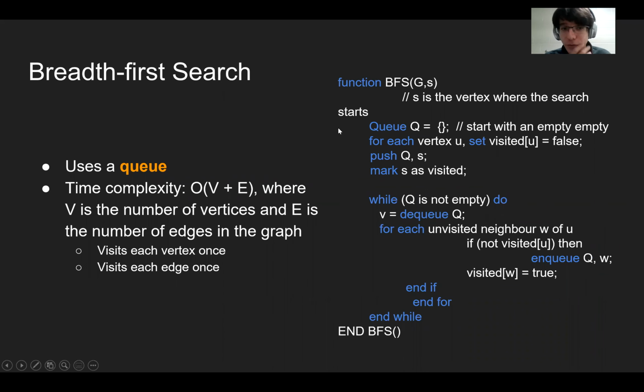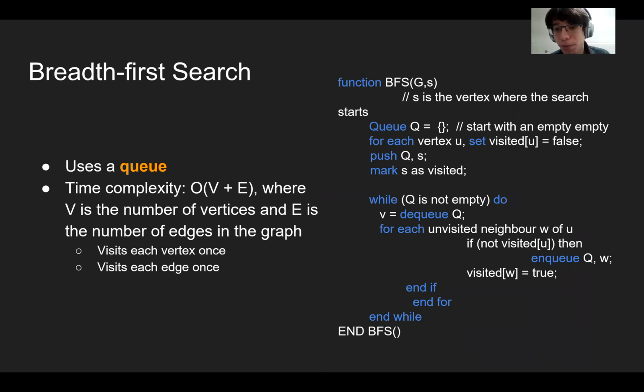For breadth first search, we use a queue, just like with level order traversal. The time complexity is again O of V plus E, where V is the number of vertices and E is the number of edges in the graph. You visit each vertex one time and each edge one time. That's why we get that time complexity. So again, we start with a graph and a start node. We have a queue, and we start with an empty queue.